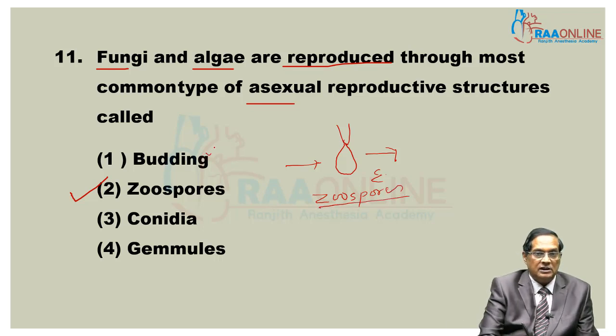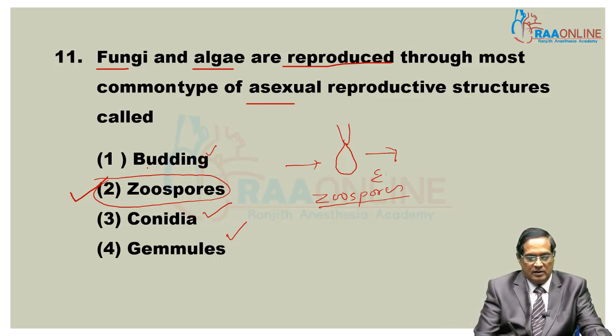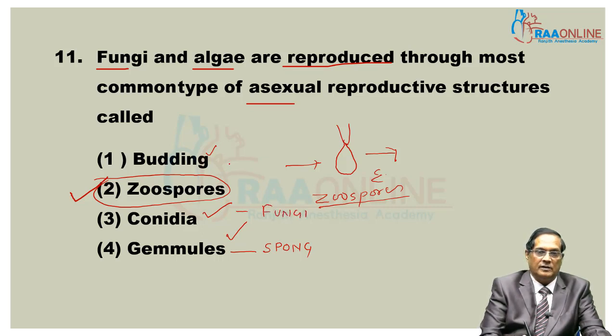Budding is seen in fungi only. Conidia formation is seen in fungi only. Gemmules are seen in sponges. So the only option left is zoospores. Gemmule formation is common in sponges. Conidia formation is in fungi. Budding is seen in yeast and hydra.